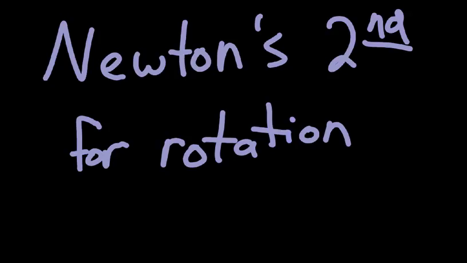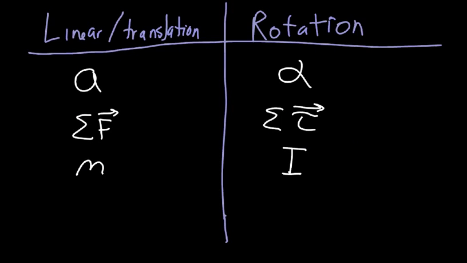Now it's time to put all three of those together. Newton's second law for rotation. Now the great thing about this is that it is such a close analogy between translational motion and rotational motion that a lot of this will seem very familiar. So we've kind of got our ducks all in a row here. Now we can move on.